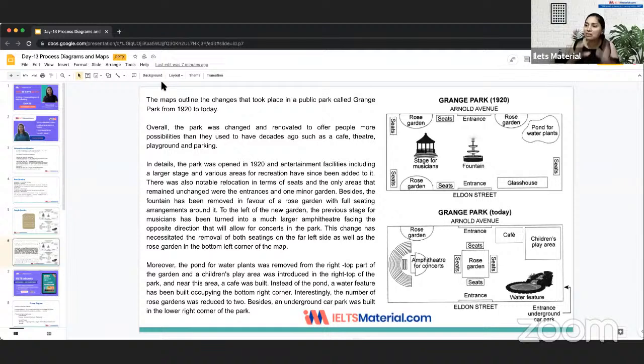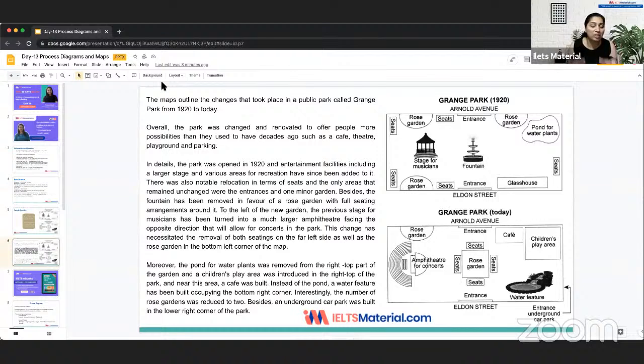It is a map, then start by describing that it is a map: the map's outline, or the given map's outline. Or you can say the graph describes, the process diagram describes, the process diagram explains the stages. So it is always better to take up the type of diagram that you are able to see on the screen or in your question paper. Start the sentence with that.